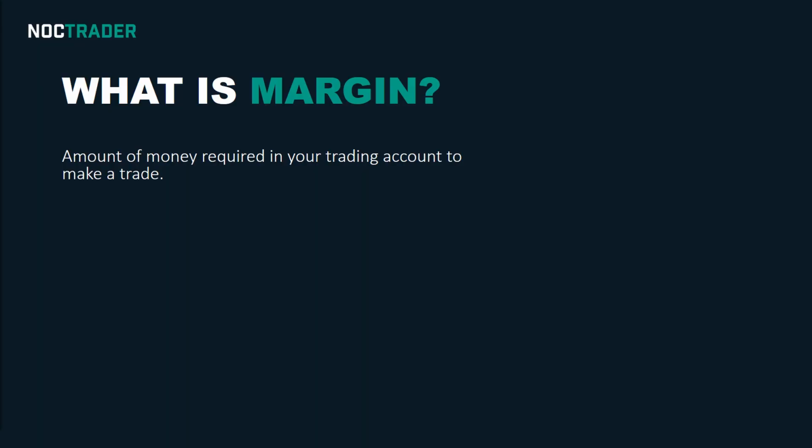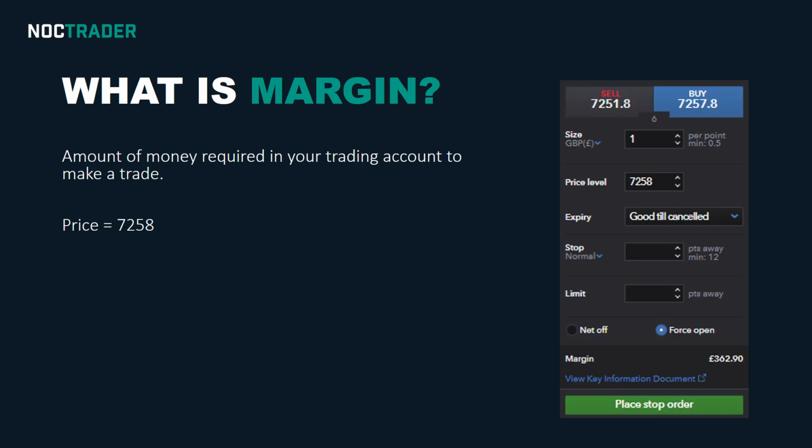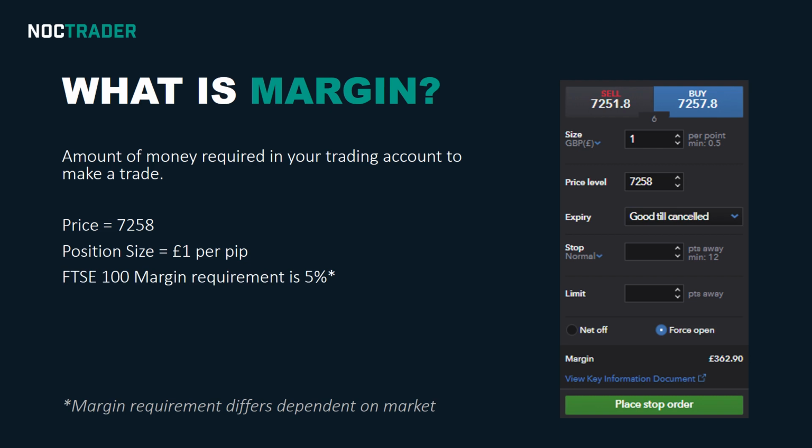So, what is margin? Well, margin is the amount of money required in your trading account to make a trade. So imagine I wanted to take a long position on the FTSE 100. As you already know from lesson 2, the FTSE 100 is an index of the top 100 listed companies on the London Stock Exchange. If the price of the FTSE 100 at the time I want to take my position is 7258 and the position size I wanted to take is £1 per pip, then the FTSE 100 margin requirement is 5%.